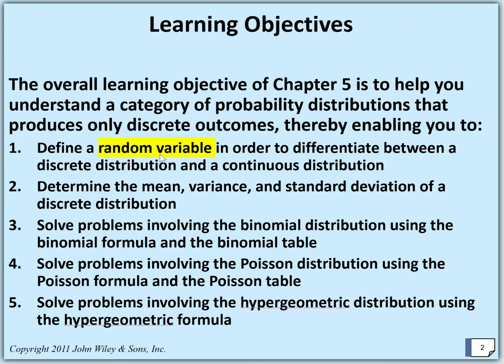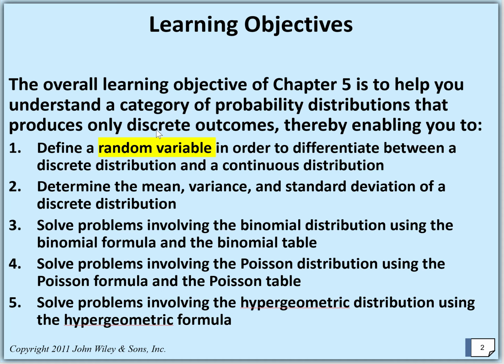So let's get started. The overall learning objective is to categorize probability distributions that produce only discrete outcomes, which means that you have a set number of outcomes. Roll of a dice, 6 faces only. Flip of a coin, exactly heads or tails. There is no third or fourth or fifth option. So discrete outcomes. It's either heads or tails. It can't be 1.5 heads, 0.3 tails. It is just heads or tails.